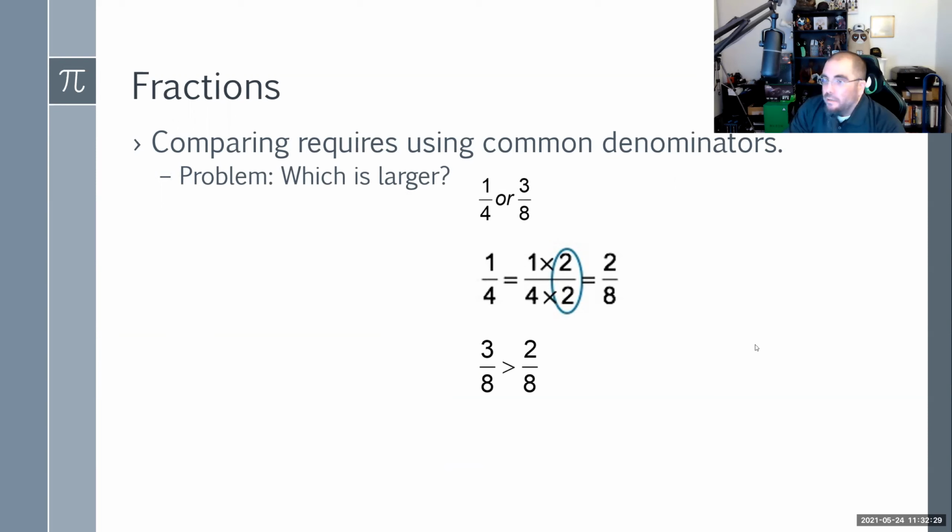Comparing just requires using common denominators. If you want to look at which is more, 1/4 of a pizza or 3/8 of a pizza, you just have to come up with a common denominator. And that's just like what we did with adding and subtracting, right? Now I can look at this and go, oh, I know that 1/4 is less than 3/8 just because my brain works that way. But it doesn't always work that way for somebody, right?